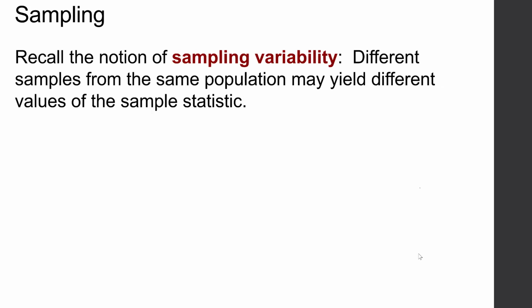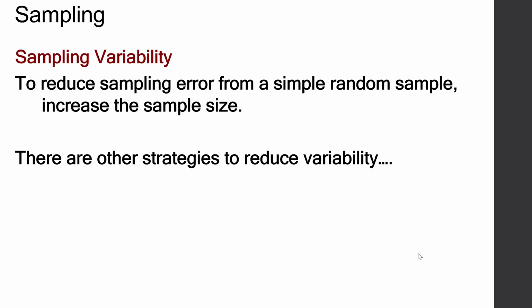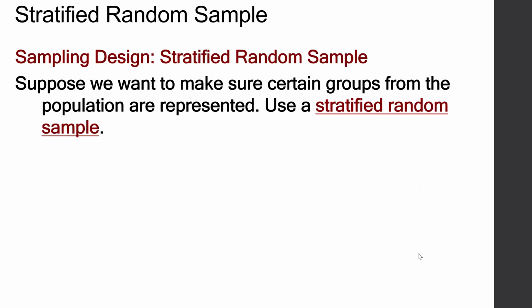So this is what we call sampling variability. Different samples from the same population may yield different values of the sample statistic. And the goal is to minimize the difference in statistics from sample to sample and reduce the sampling error. So to reduce sampling error from a simple random sample, one good strategy is to increase the sample size. There are other strategies to reduce variability by accounting for it.